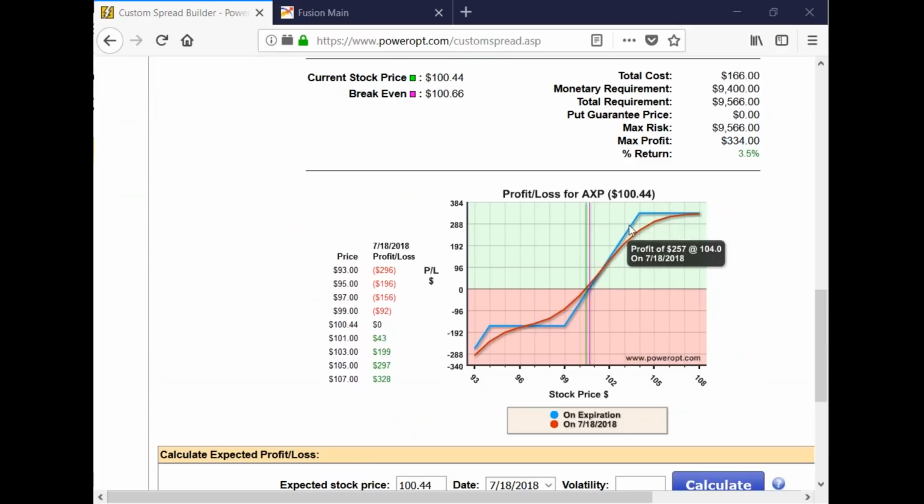Anyway, here is our bull call debit spread, but now we've got an extra naked put. The risk is now very drastic because if the stock continues to fall, we lose more on the naked put side. However, we increase the potential profit to 334. It only shows a 3.5% return because we have to put up the margin to cover the position.